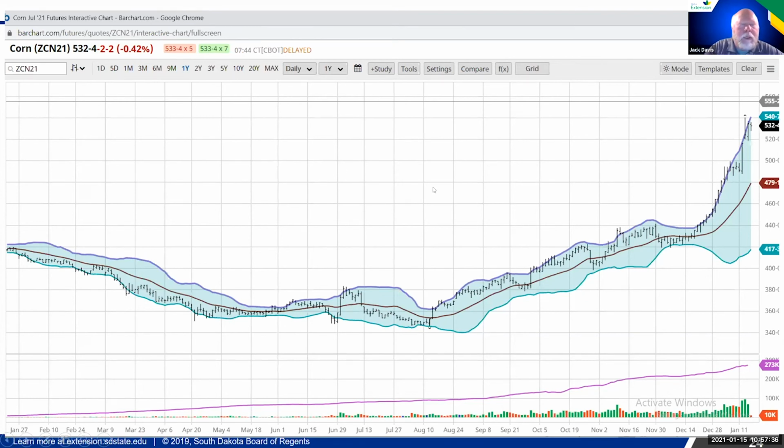I went back 1 year. So this is the actual July contract. And right now, if we just use this as a signal, it would be telling that maybe we should think of selling some if we have some on hand. So there's July. And I think the next one I'm showing is the December contract.